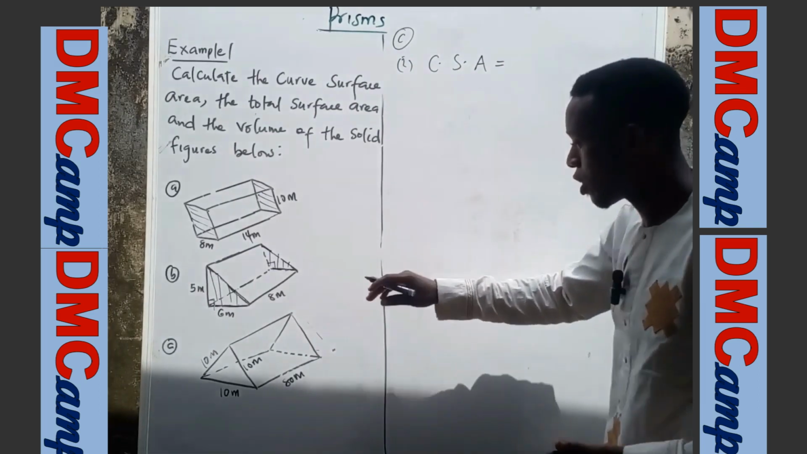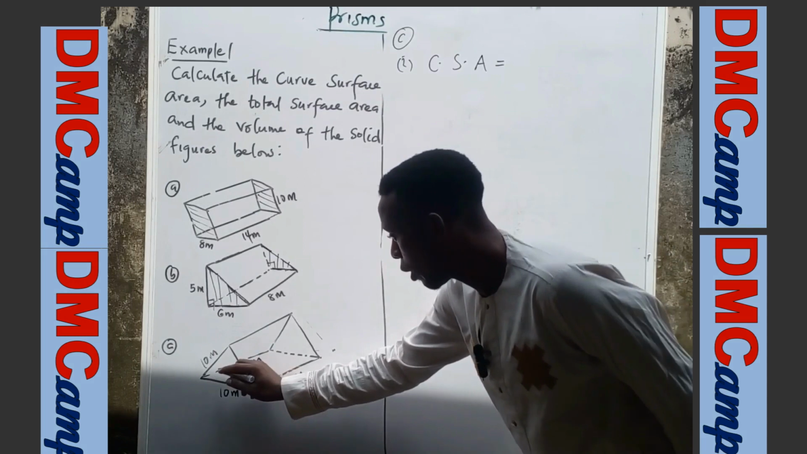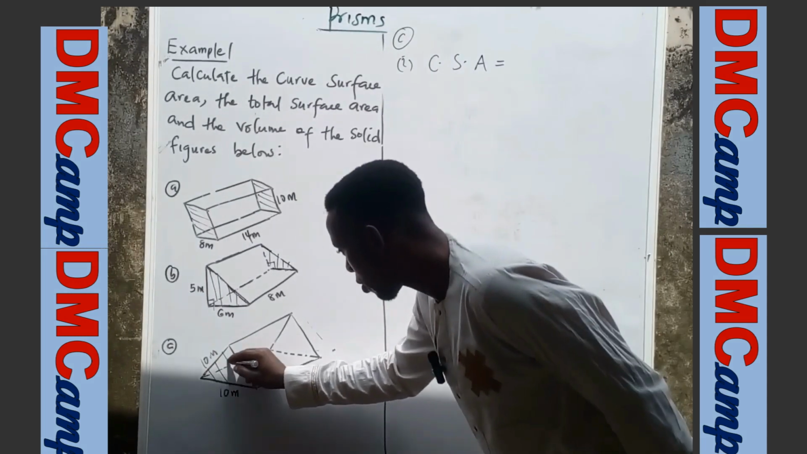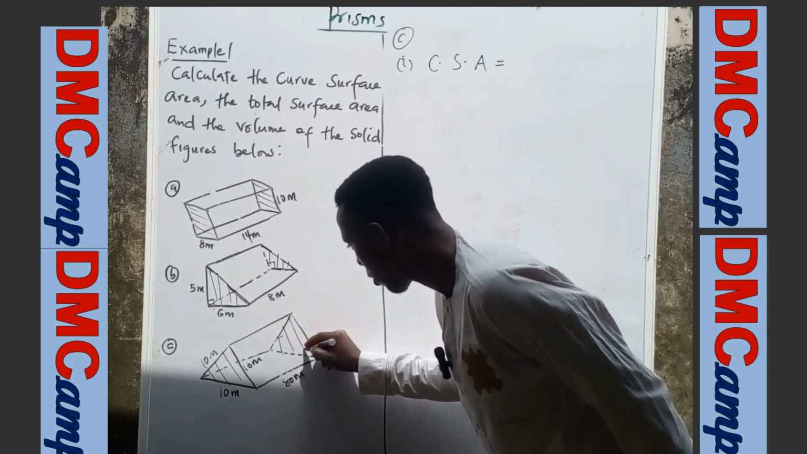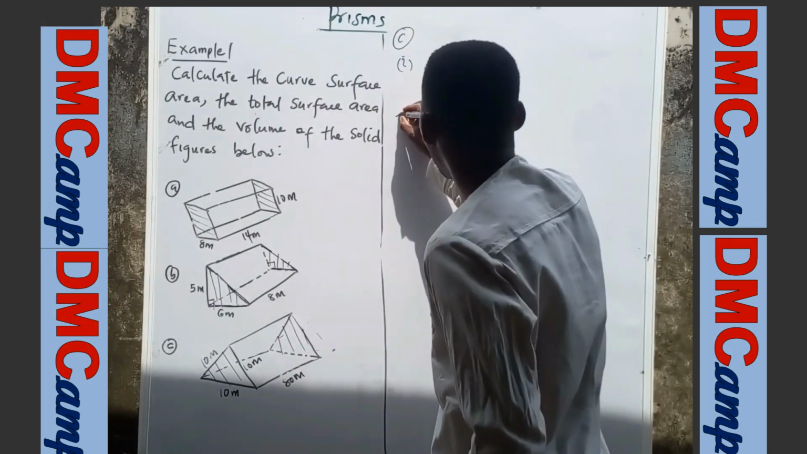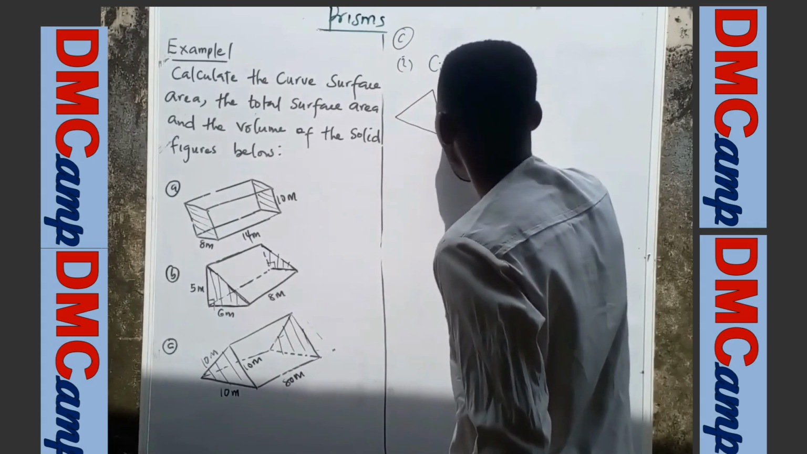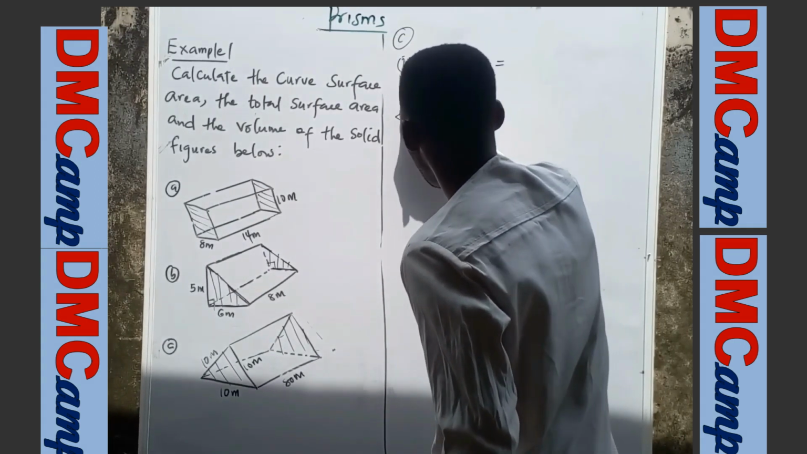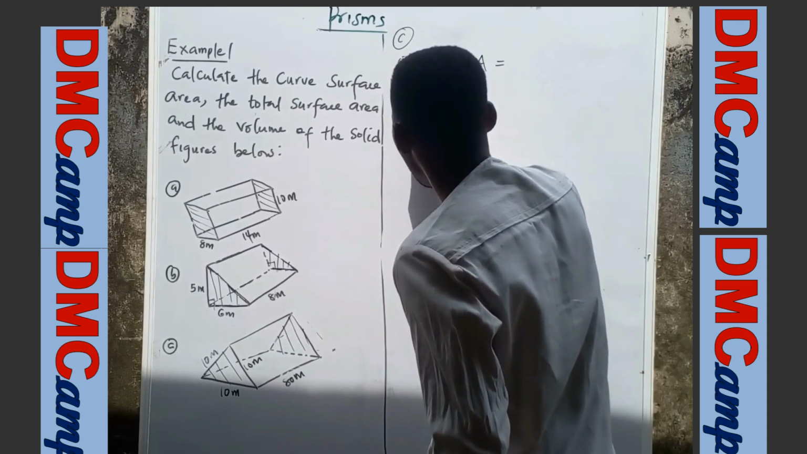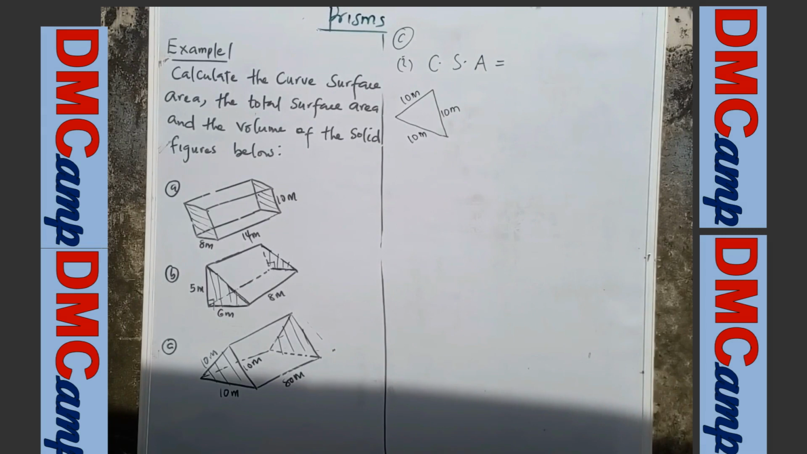Cross surface area simply says the perimeter of the cross section. Don't forget, this is the cross section, which is this shape. Let me bring it out. Here is 10 meter. Here is 10 meter. Here is 10 meter. This is an equilateral triangle.